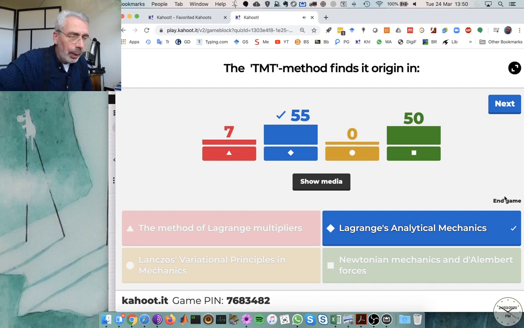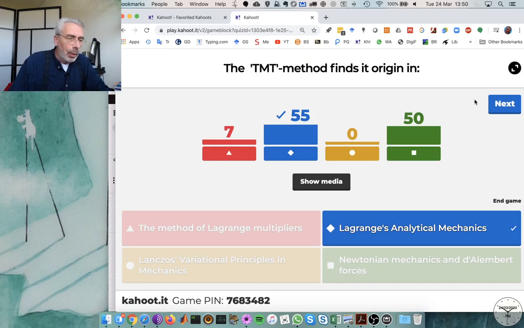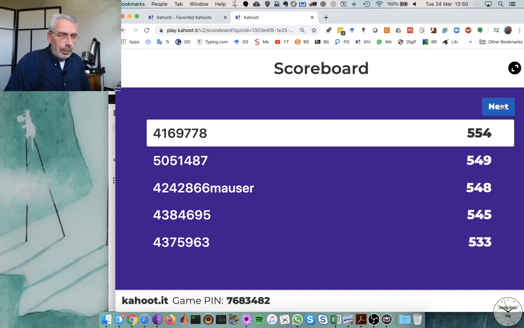Yeah, very good. So let me reflect on the origin of the TMT. There's no real image to show. So half of you said Lagrange analytical mechanics, which is correct. And the other half says Newtonian mechanics and D'Alembert forces. Well, the D'Alembert forces may be right, because that's what Lagrange uses, but Newtonian mechanics is not enough. It's a little bit more, because you need the whole concept of power and energy, and that came after Newton, right? So Lagrange was the right one.